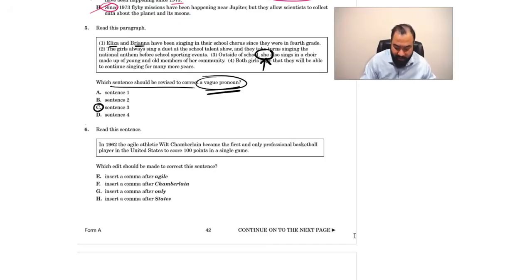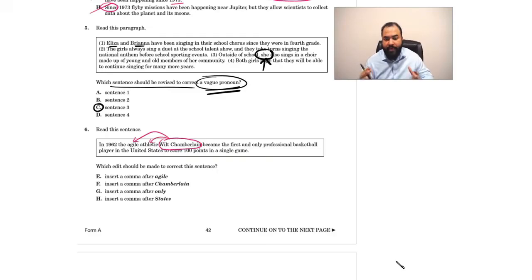Number 6, it's an adjective question. You'll be like, oh, how? Let's see. In 1962, the agile, athletic Wilt Chamberlain became the first and only professional basketball player in the United States to score 100 points in a single game, right? So now let's take a look at it. Wilt Chamberlain is a person, it's a noun. He's been described as agile, which is fast, and also athletic.